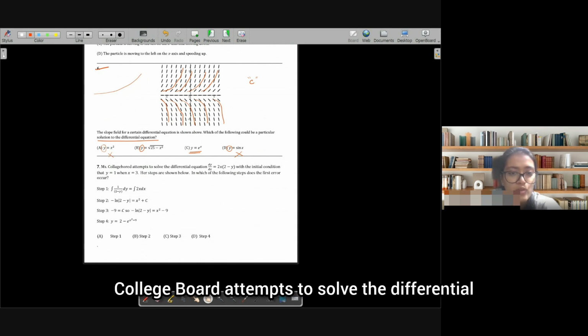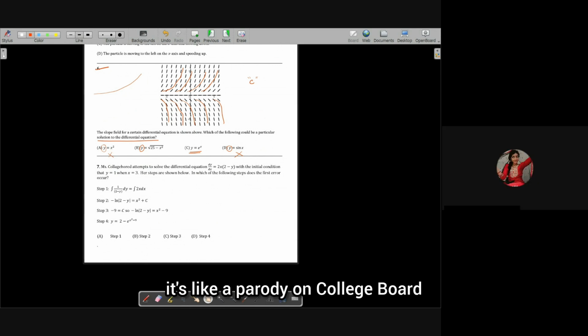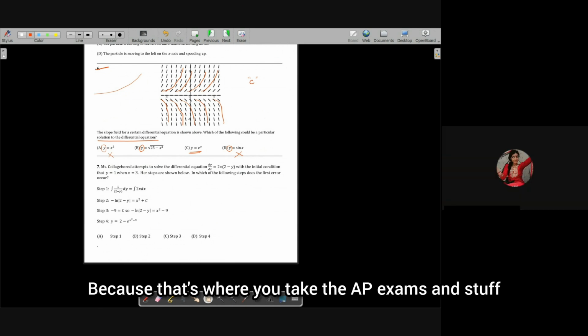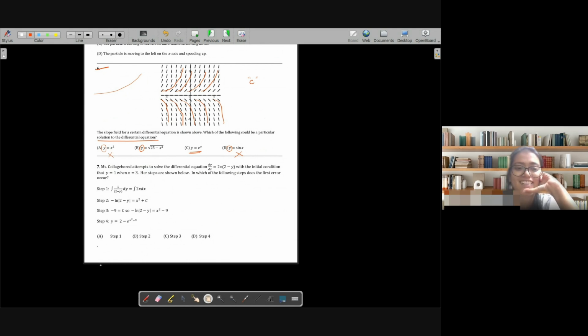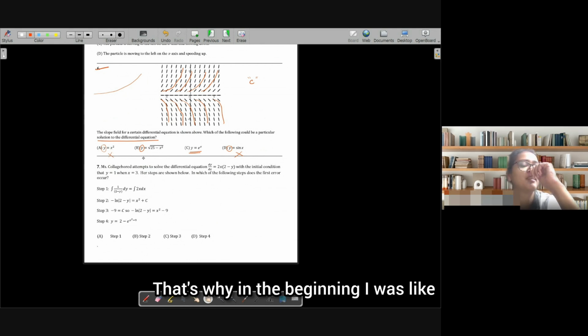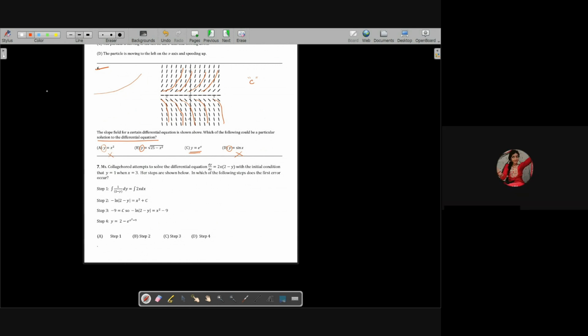College Board attempts to solve the differential equation with the initial condition that... Oh, it's like a parody on College Board. Yeah, College Board, because that's where you take the AP exams. That's why in the beginning I was like, is this a typo? So creative.